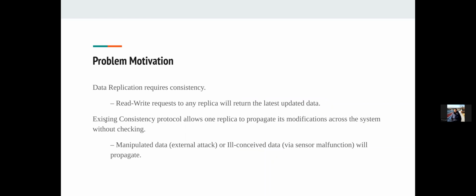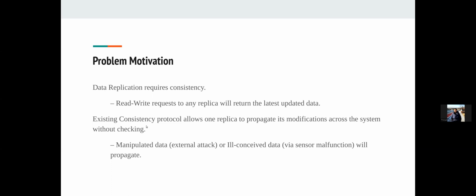So there are several consistency protocols. One popular consistency protocol in replicated data systems is eventual consistency, which makes sure that all the replicas will be consistent eventually. And actually, the majority of applications that use replicated data follow the eventual consistency protocol. But the problem is that this consistency protocol allows a replica to propagate its modification across the system without being checked by other replicas. So what can happen?